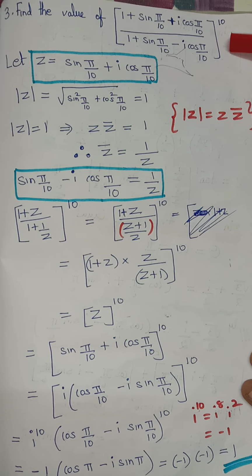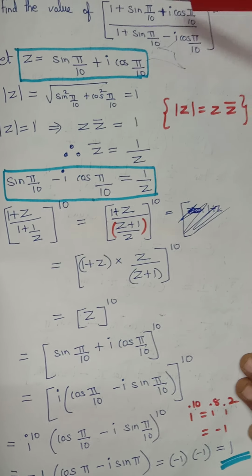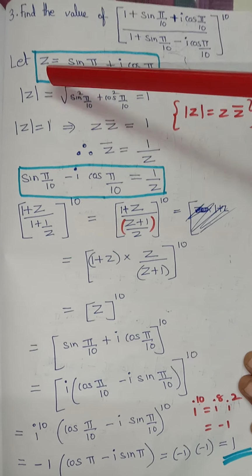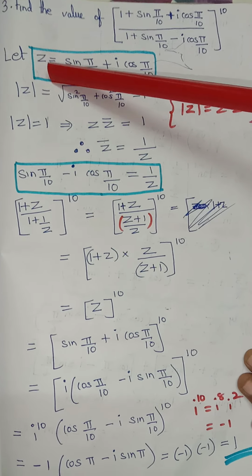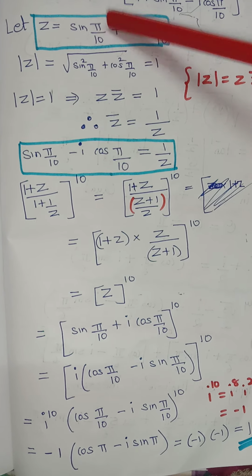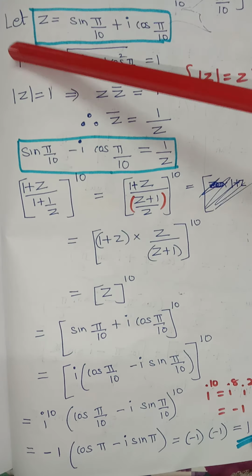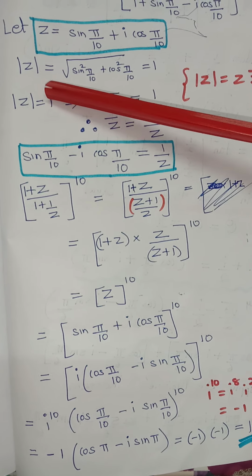So what I am going to do is, let me assume sin π/10 + i cos π/10 as the complex number z. So this is my first step. I am assuming z to be sin π/10 + i cos π/10. Now let me find out the modulus of z.